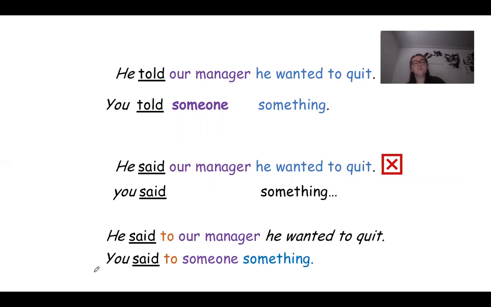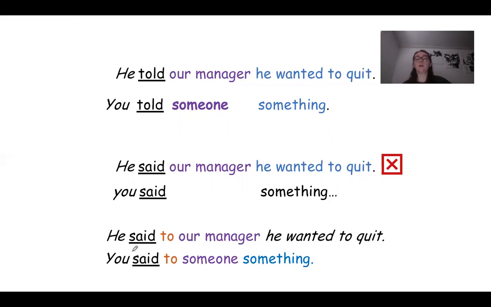Right? Just because you say this sentence, it works. He said to our manager he wanted to quit. He told our manager he wanted to quit. You can use either of the verbs there. You just have to make sure you add a "to" if you use the verb said or say, right?